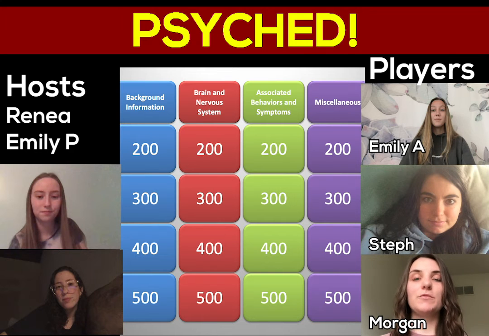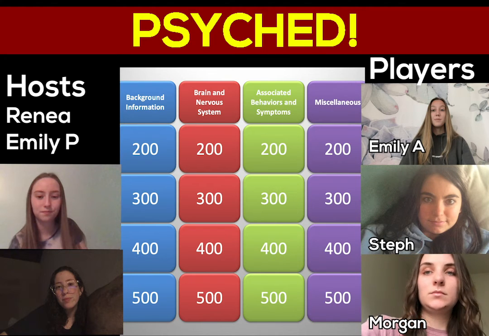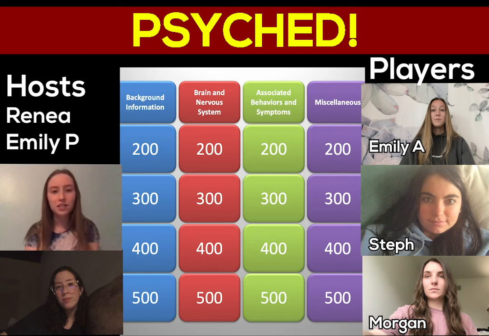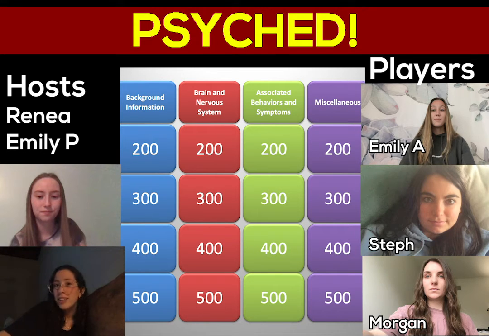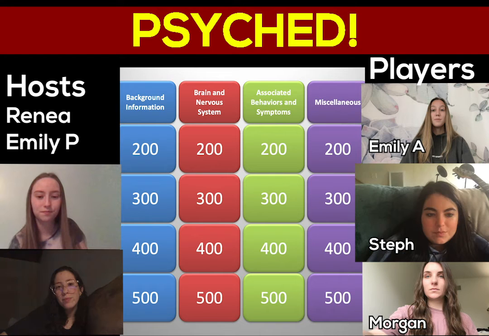Brain and nervous system for 400. What are the hard patches of debris called that are left behind after the myelin is damaged or destroyed? The patches of scar tissue are called sclerotic plaques. This is how the disease gets the sclerosis part of its name. That's correct. Choose a category.